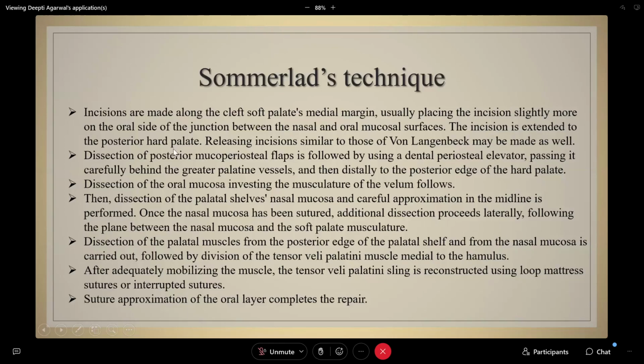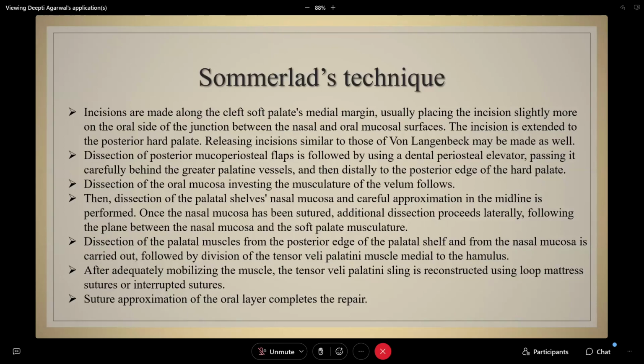Then dissection of the mucoperiosteal flaps is followed up to the greater palatine vessels and distally up to the posterior edge of the hard palate. Then dissection of the oral mucosa investing the musculature of the velum is done. Then dissection of the palatal shelves, nasal mucosa, and careful approximation in the midline is performed. As you saw in the embryology, how the palatal shelves are closing, in the same way, small sutures are placed to close the palatal shelves which are separate.